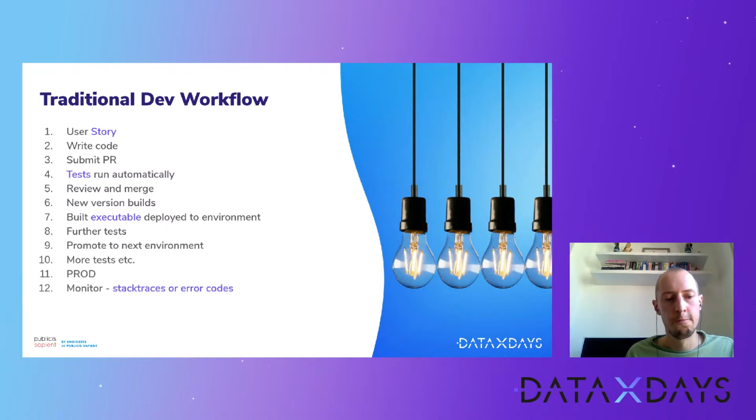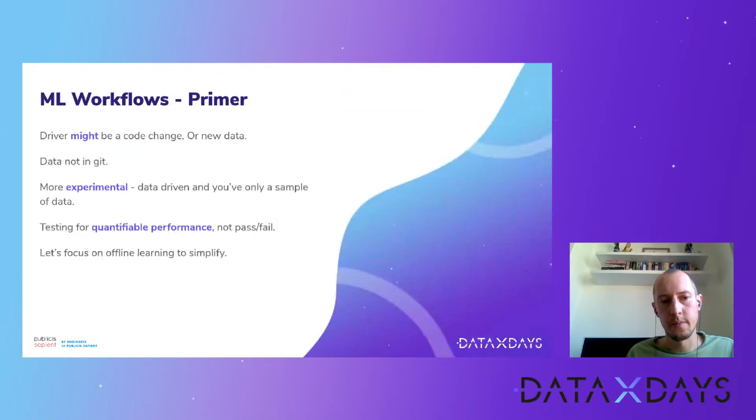When it reaches production, then we have monitoring, and the monitoring will mostly focus on looking for stack traces and error codes. We'll be looking for something very distinctly going wrong with the application. Most likely Docker will be used as the packaging, and the driver for the DevOps automation will be a code change that can be detected in Git.